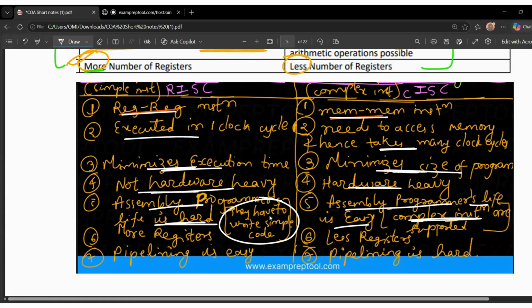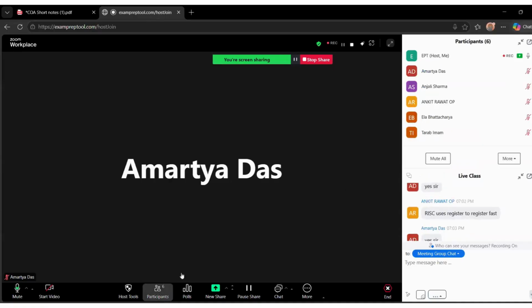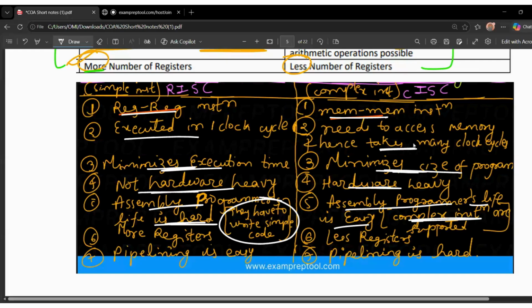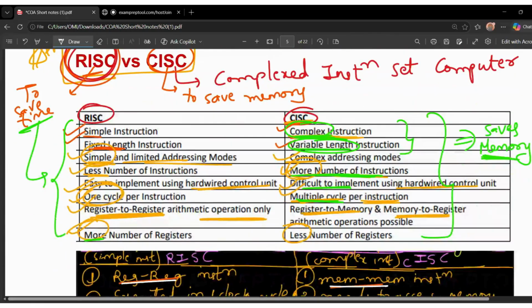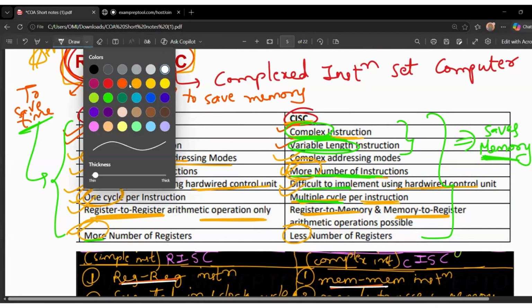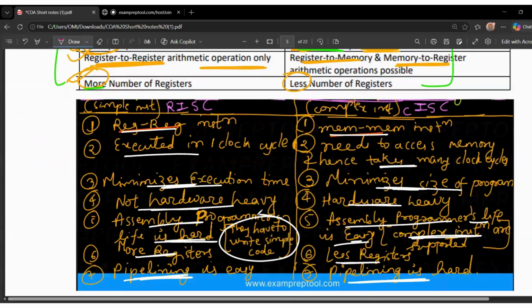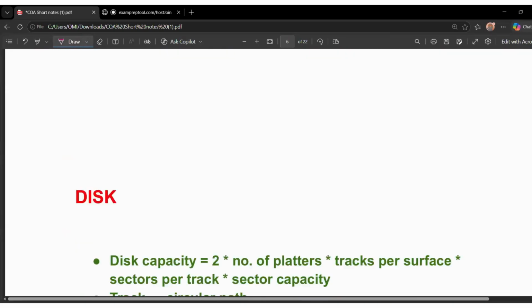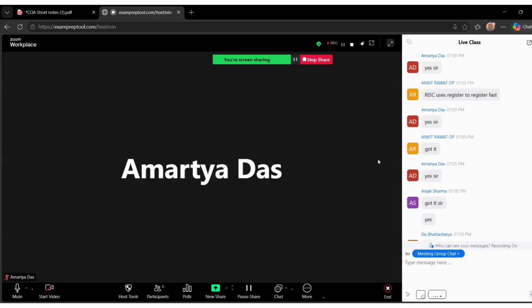We have seen that with just two three complex instructions, you can easily solve a big program. So here assembly programmer's life is easy. Here more registers, here fewer registers. Here pipelining is easy, but here pipelining is hard. So this is the detailed difference between both RISC and CISC. Now we proceed further.